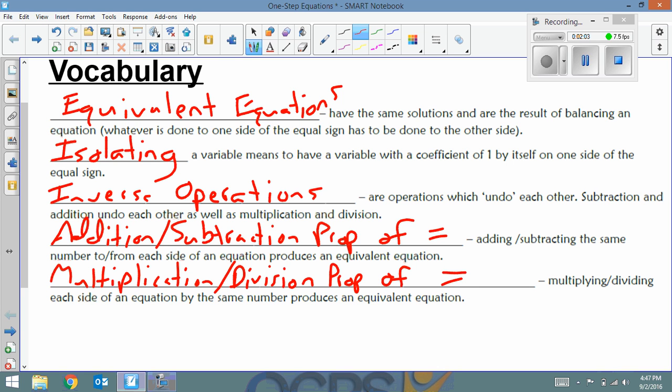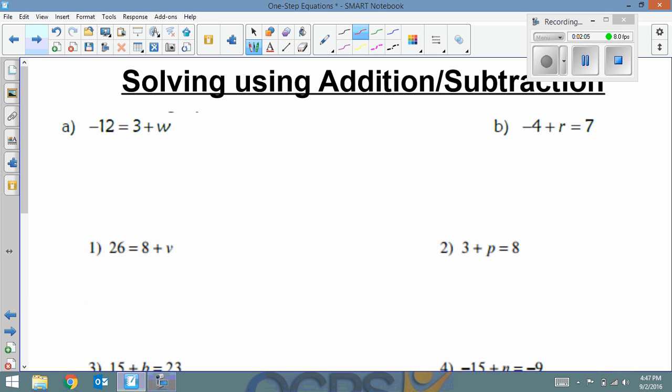So now we're going to talk about some examples on how to solve these. When we're talking about how to solve these, the first thing we look for is the letter itself. So the letter is over on this side of the equal sign. When you look at that, you look at what is the operation currently there. Currently it's saying 3 plus w. And you ask yourself, well, what is the opposite of addition? The opposite of addition in this case is subtraction. In all cases, it's subtraction.